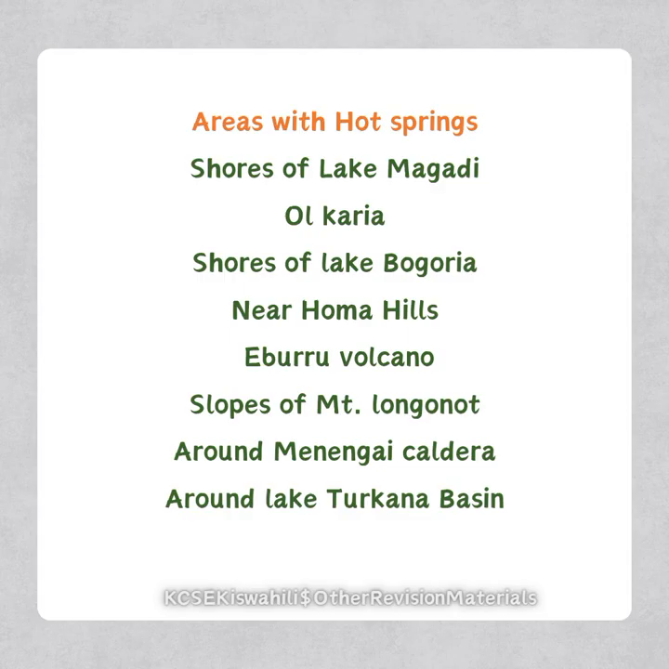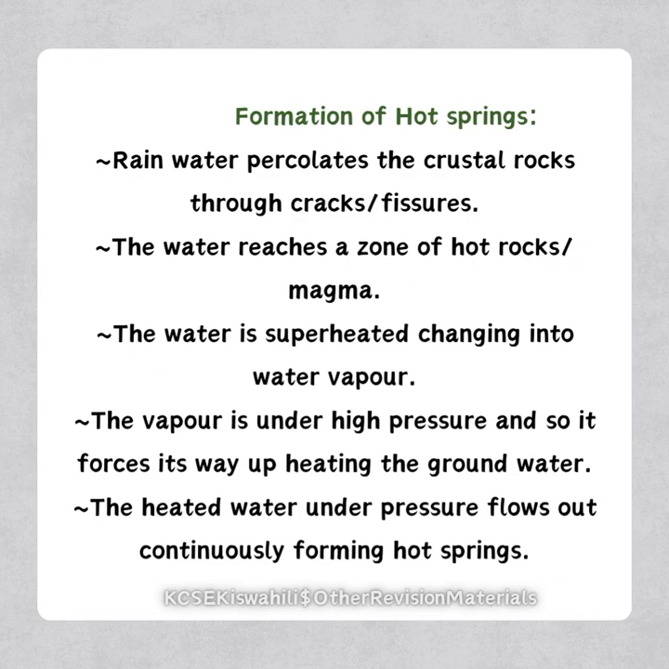Near Homa Hills, on the slopes of Mount Longonot and around Menengai caldera. Formation of hot springs. Rainwater percolates the crustal rocks through cracks or fissures. The water reaches a zone of hot rocks called magma. The water gets superheated, changing into water vapor. The vapor is under high pressure and so it forces its way up, heating the groundwater. The heated water under pressure flows out continuously, forming hot springs.